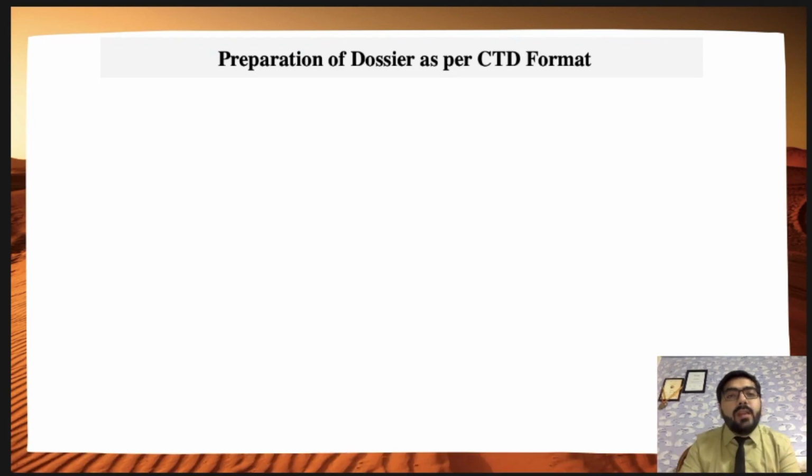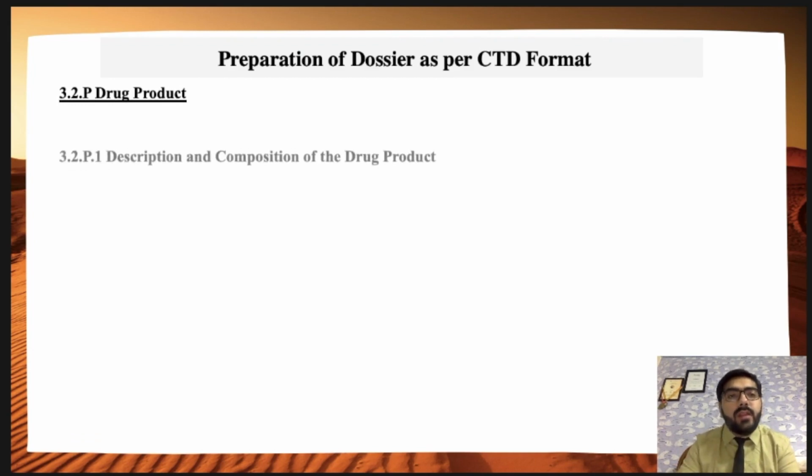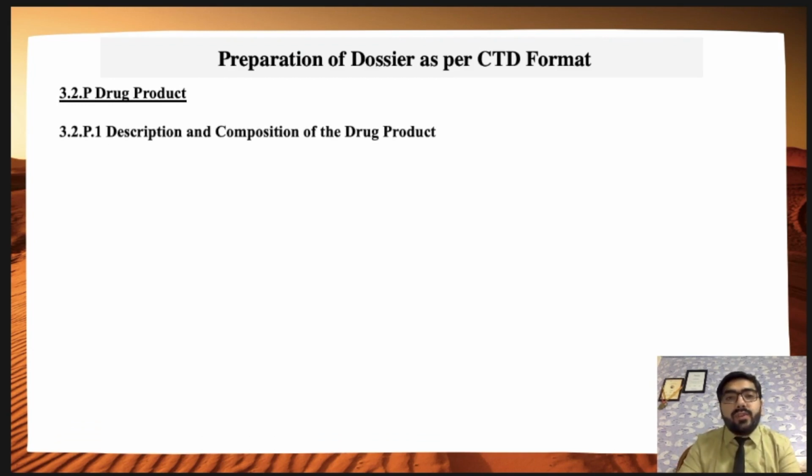So then coming to the 3.2.P part, which is for drug product. So we have to submit drug substance information separately and drug product information separately to the dossier, right? So 3.2.P contains different sections, P1 to P8. So what is P1? 3.2.P.1 describes the description and composition of the drug product, because the drug product is made up of different materials, like different excipients and active substances. So we have to mention all the composition of the drug product in this particular section.